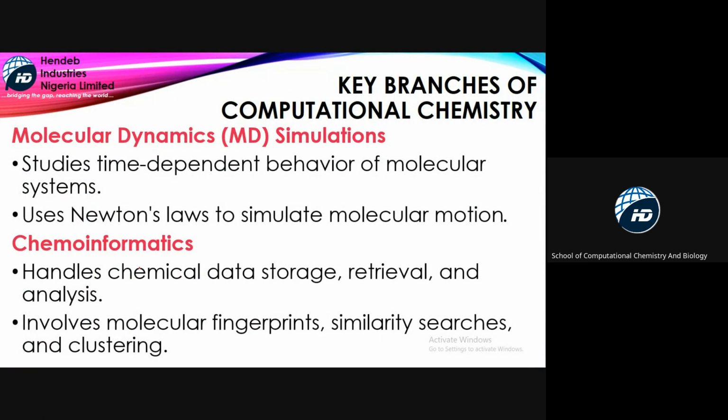What it does is that it handles chemical data storage, retrieval, and analysis. So we should have a database where we can store our data, retrieve, and use them for analysis. It involves molecular fingerprints, similarity search, and clustering, where we can group molecules together, and search for fingerprints, that is molecules with similar identity. We can search molecules with similar structure, that is the similarity search. So we can all do this with chemoinformatics. And our idea is to build our own database.